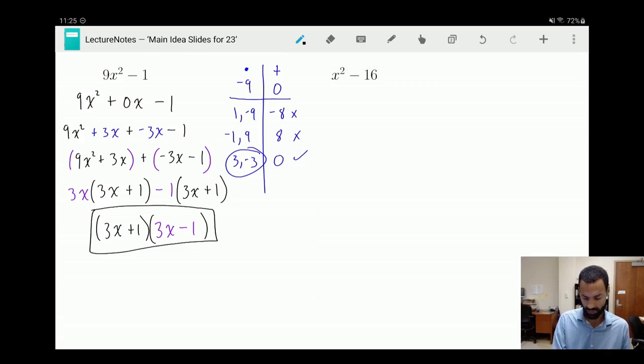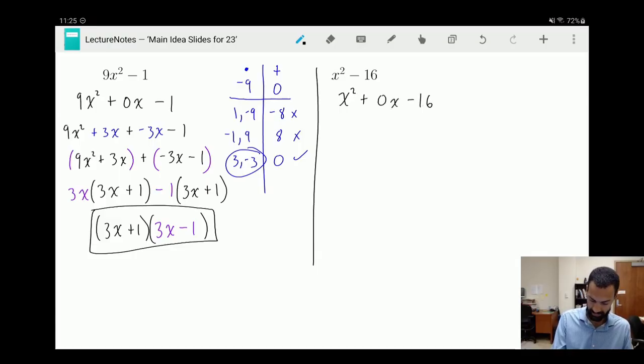Okay, what about x squared minus 16? Let's do the same thing. Just put a little line right here. X squared, we're missing the middle term, minus 16. I need two numbers that multiply together to be negative 16 but add together to be 0. 1 times negative 16 is negative 16. Well, negative 1 and 16 adds up to 15. 1 and negative 16 adds up to negative 15.